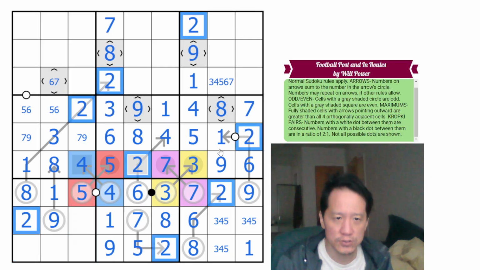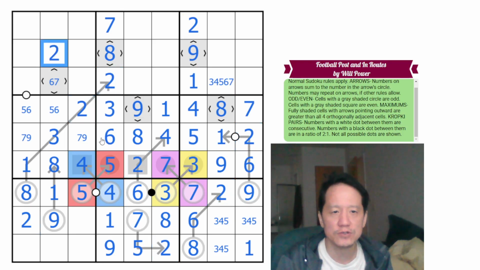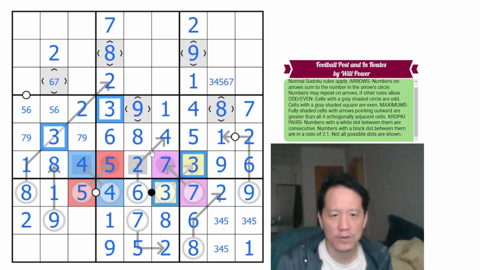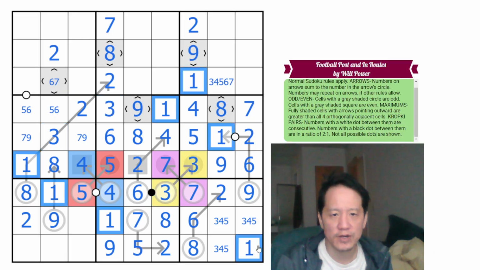We have 8 2s now. So we should know where the remaining 2 is. It has to be here. So this is a 2. We don't have that many 3s. Do we have enough 1s? No.